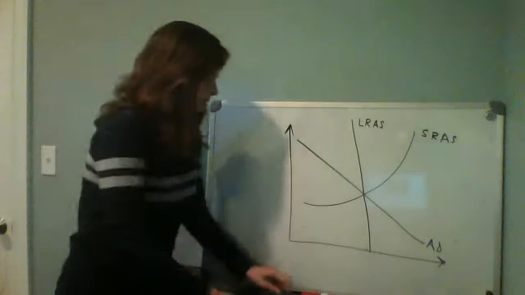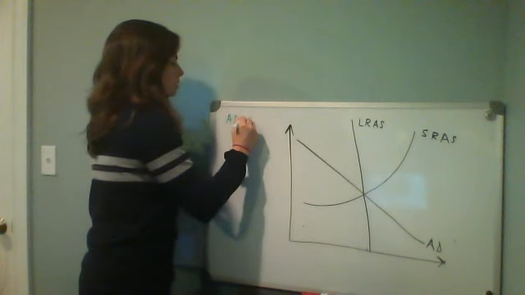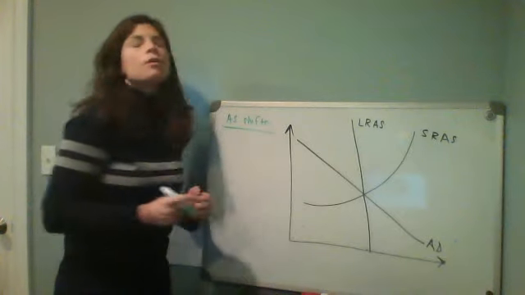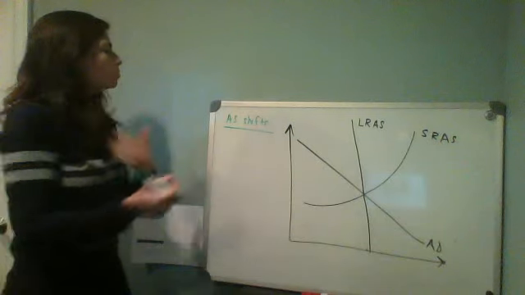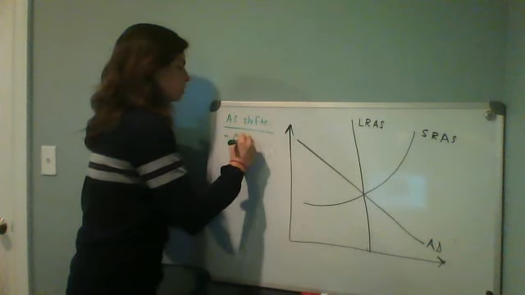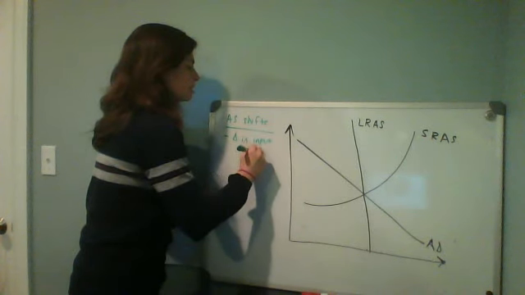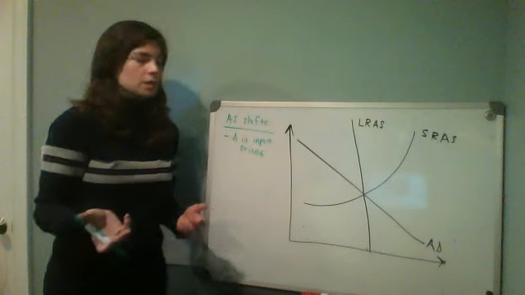Now for aggregate supply shifts, there are some things that shift it in the long run, and some things that shift it in the short run, and some things that shift it in both. So things that shift the aggregate supply would be a change in input prices. Those prices can either be changed temporarily or they could be changed permanently.